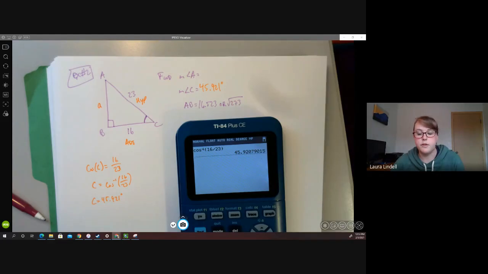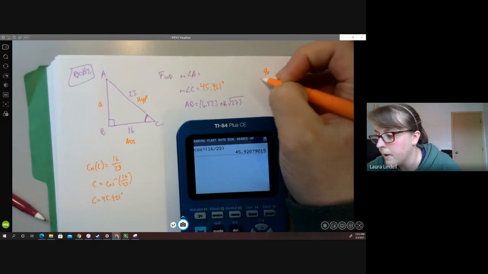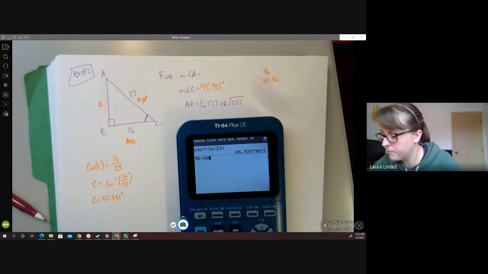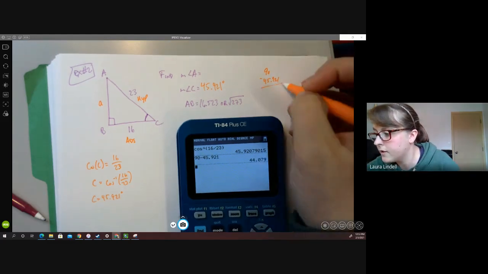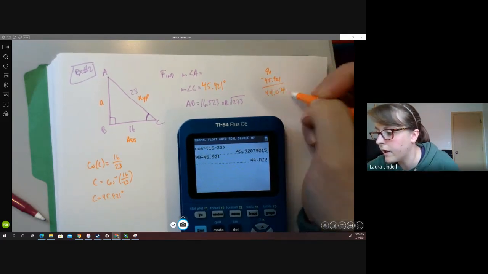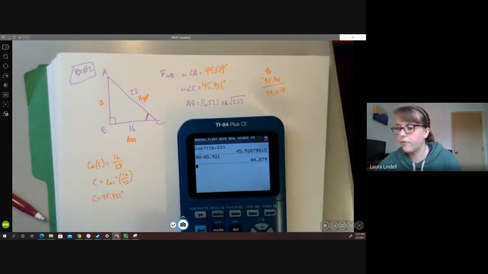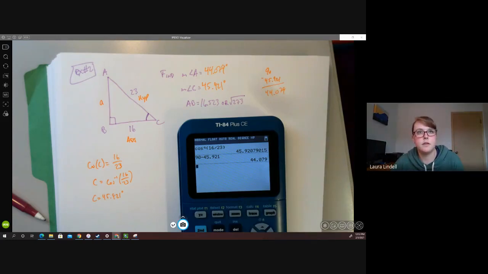And then if you really want to, you can find angle A in a very similar fashion. You can take the inverse sine of 16 over 23, or you can just go 90 minus 45.921. And that gets you 44.079 for angle A. And those would be all of our answers.